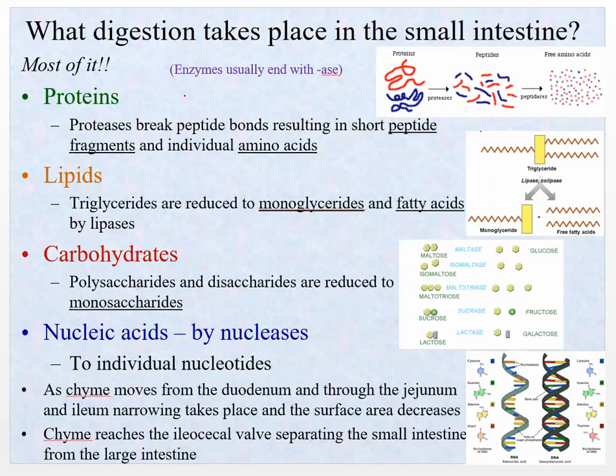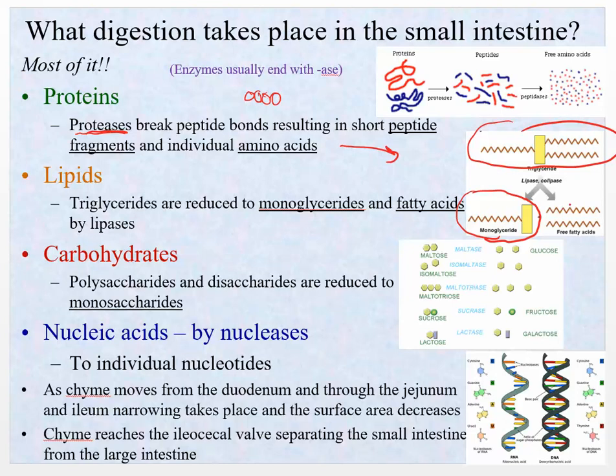Okay, so proteins are broken down by proteases, which break those peptide bonds, the bonds between the amino acids, resulting in short peptide fragments and individual amino acids, and that's what can be absorbed. Lipids: triglycerides are reduced to monoglycerides and fatty acids. So that's what I was mentioning earlier. There's a better picture of it. This is a triglyceride. This is a monoglyceride. It only has one tail instead of three. And then those other two tails are broken off and they're just free fatty acids.